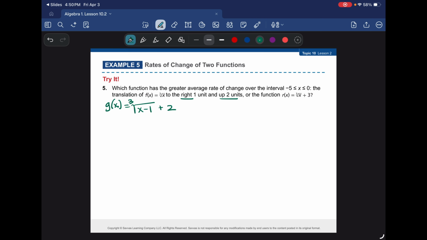And then we're comparing it to this function, which is just 3 units up from the parent function. So I'm up 3 units for r of x, and g of x is shifted to the right 1 and up 2. And I'm looking at the interval from -5 to 0. Can we figure out which function will have a higher rate of change just by evaluating what the graphs will look like? What do you think?